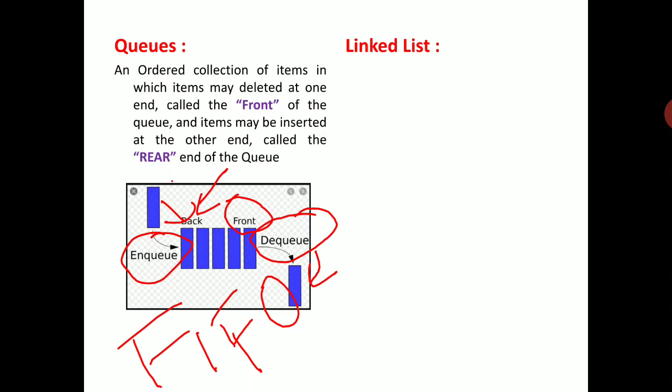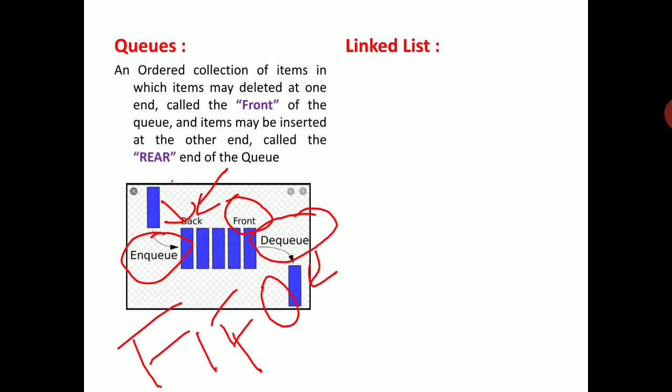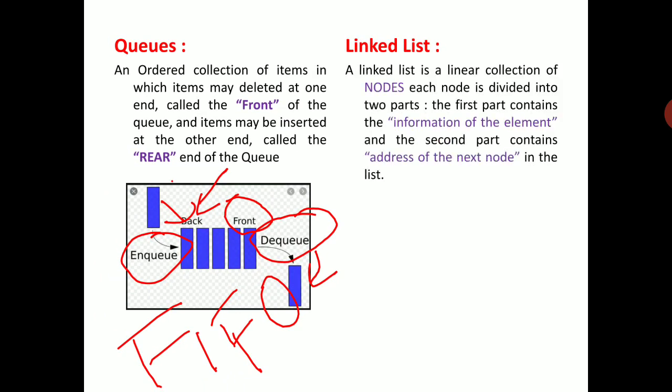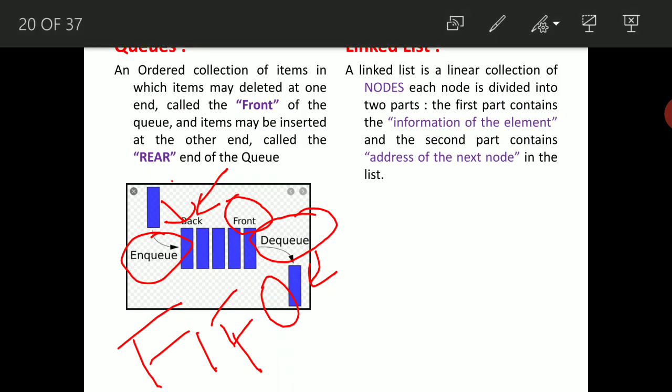As I said, linked list is quite different. We'll see its definition first, and then we'll go to the further discussion. What is a linked list? A linked list is a linear, means ordered, collection of nodes. It's not only items, it has nodes. Then what is that node and what does it consist of?